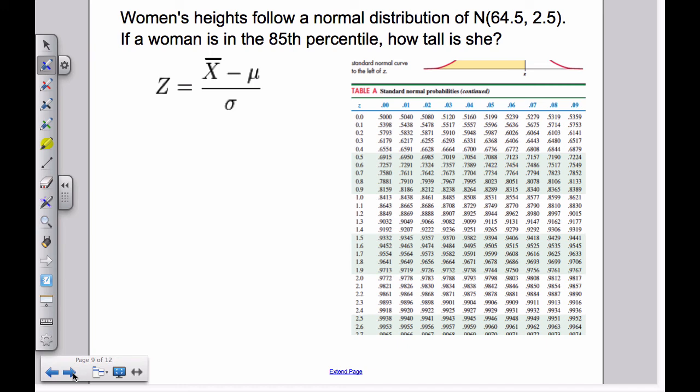What happens is a lot of people think, oh, well, if she's in the 85th percentile, then that's the number that goes in for Z. However, Z is the number of standard deviations you are above or below the mean. They have not told me that. All they've told me is that we're in the 85th percentile. Now remember back at the beginning I told you that the percentile is in the guts.